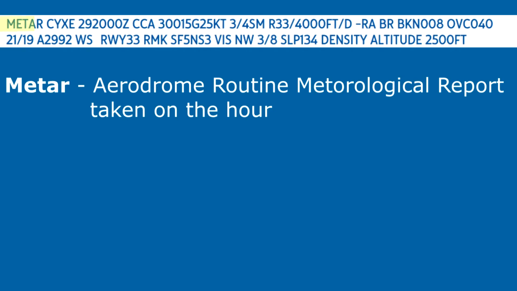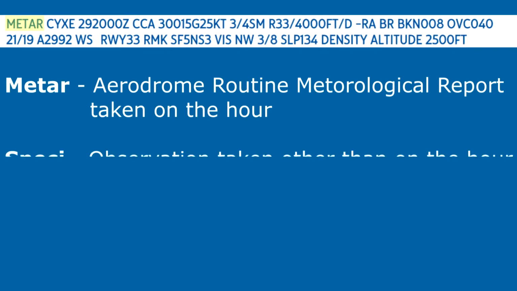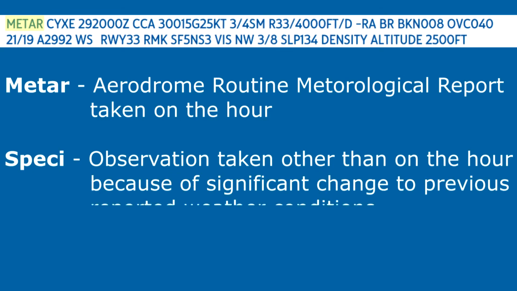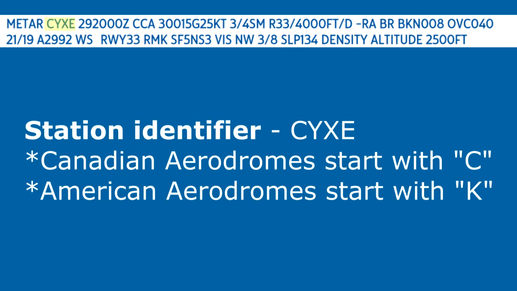The first part of this whole sequence tells us what type of report it is. In this case, it's a METAR. METAR is an aerodrome routine meteorological report taken on the hour. Anything that's taken off the hour, so not exactly on the hour, will be indicated by the word SPECI. Moving on, we have the station identifier. In this case, it's Saskatoon. All Canadian aerodrome station identifiers start with the letter Charlie. So in this case, Charlie Yankee X-ray Echo, or Charlie Yankee Yankee Zulu for Toronto Pearson International, as shown before.